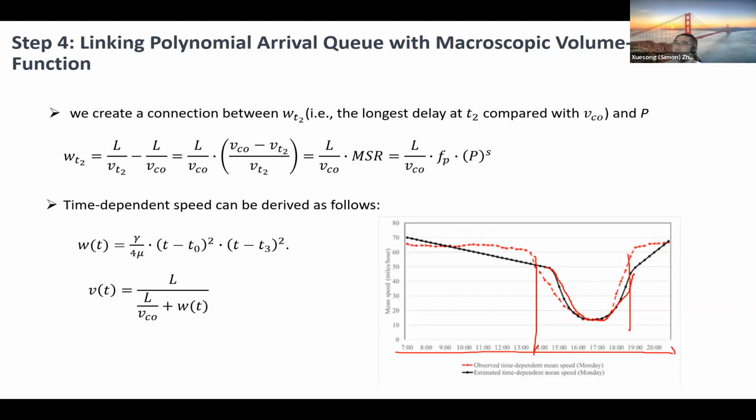There's a few more mathematical details. I'm not going to just go over these for the wider audience, but if you are interested, please go back to one particular paper we just mentioned here to look at all the derivation details. So by doing so, we are able to link the time-dependent speed profile with the average D over C function.